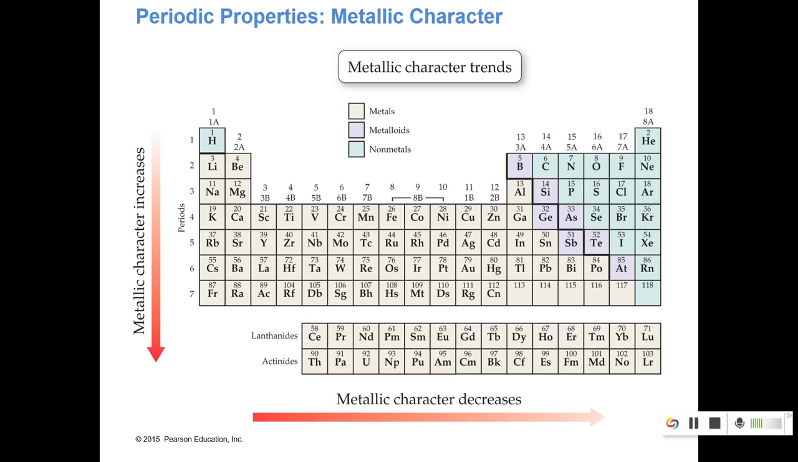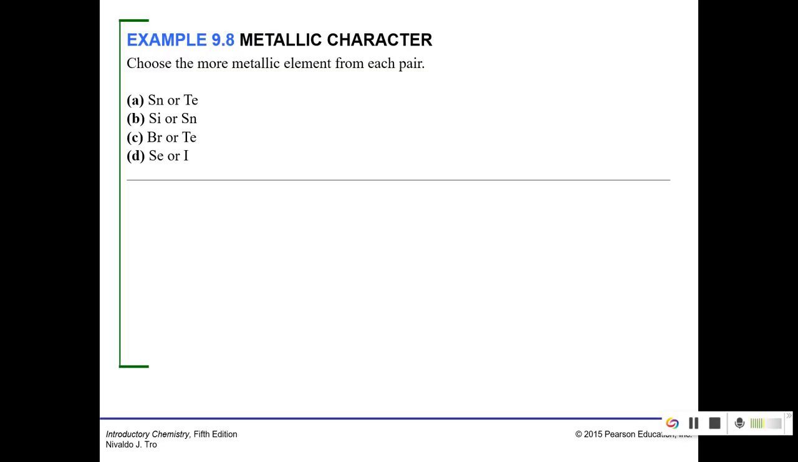Okay. So again, don't like those decreasing arrows. Please draw the arrows from before. We're looking for the element closest to francium because that's our furthest down to the left element. So we've got tin and tellurium. Tin is a metal, tellurium is a metalloid, so tin is more metallic.